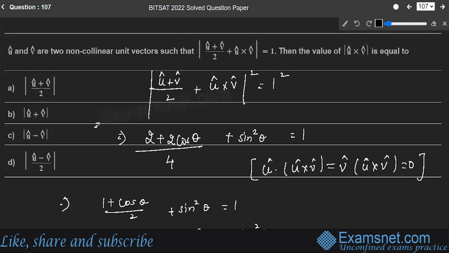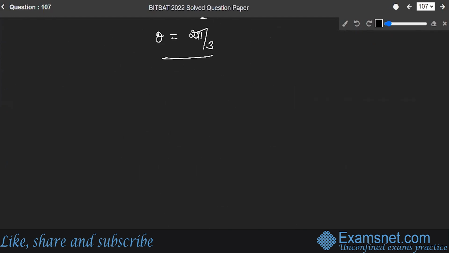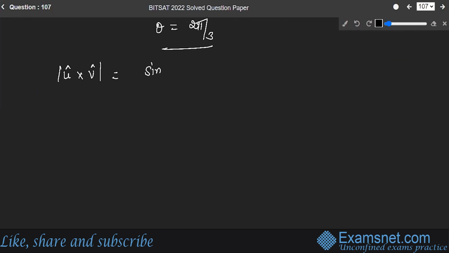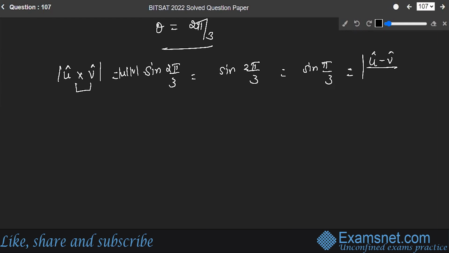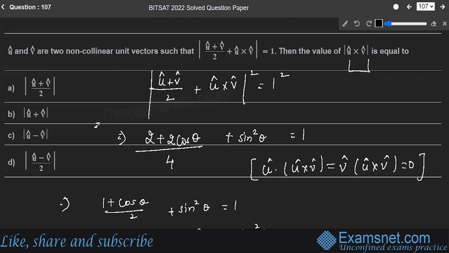Let's check with the options. What we had to find out was the value of the magnitude of this. Now that's easy, we got the value of theta. Because these are two unit vectors, this is equal to magnitude of this into magnitude of this into sine of the angle between them. So this is equal to sine 2 pi by 3, or sine pi by 3 itself, or this is equal to modulus of (u vector minus v vector) upon 2. Now let's check with the options, which is the correct one. Option D is the right answer.